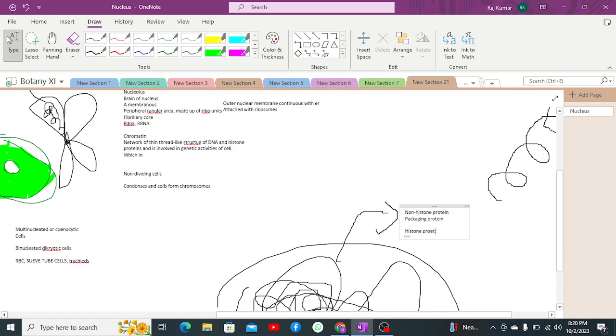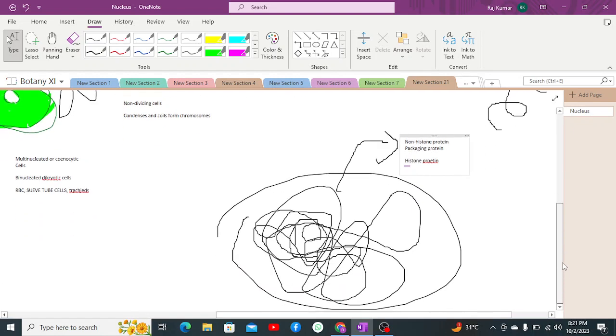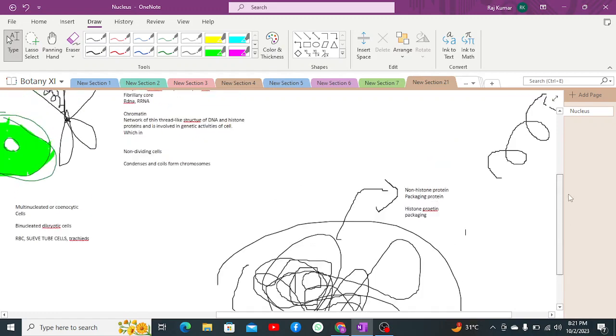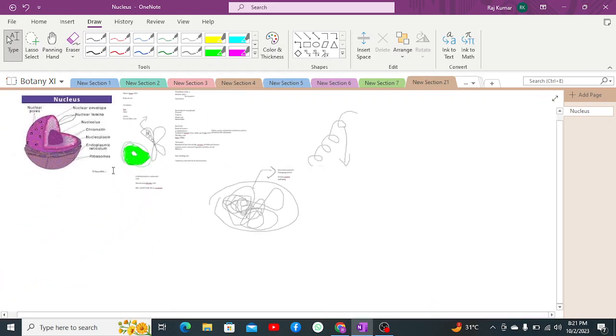And histone protein is basically a basic protein, while DNA is acidic, as it is a nucleic acid. So in order to neutralize the DNA, histone protein, being basic, cancels the DNA's acidity with its basicity, due to which the overall nucleus chromatin becomes neutral. So histone protein is there. It can also be called a packaging protein, but we mostly consider non-histone protein to be doing that. So histone protein is a packaging protein, and non-histone is a packaging protein as well.